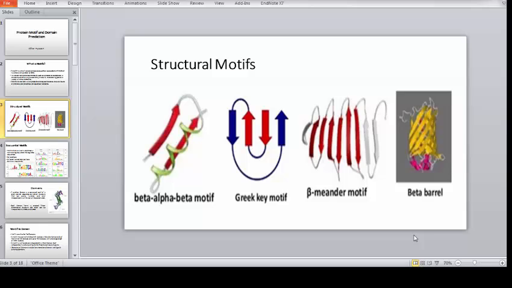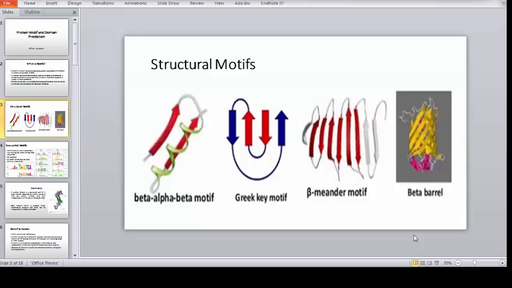There may be different motifs, as a motif is a super secondary structure. First of all, you should know about the secondary structure. What is secondary structure? There are two types of secondary structure. The first one is the alpha helix, and the second is the beta sheet. These are the two main secondary structures in a protein structure.